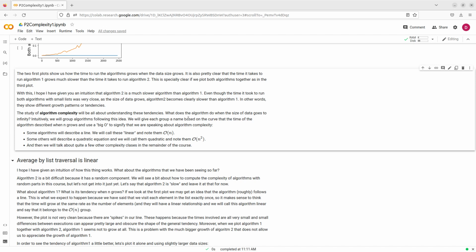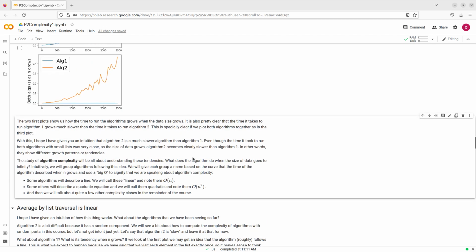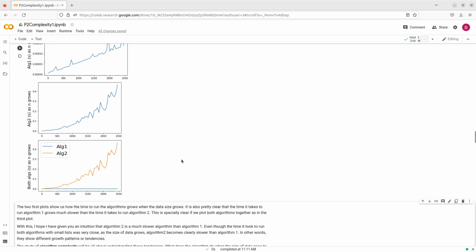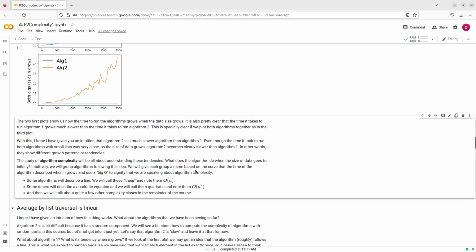What is a complexity class? Well, basically it's just a group where we put together all of the algorithms that grow in the same way when their data size grows. All the algorithms that loosely follow a line when the data size grows are going to be called linear complexity algorithms. And we are going to note them with a big O and an N.